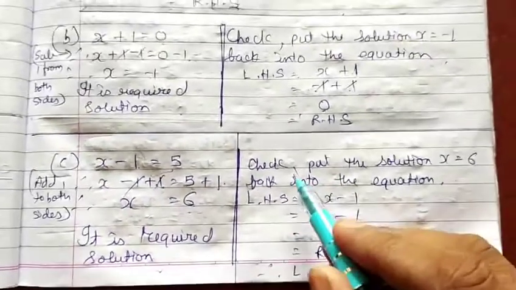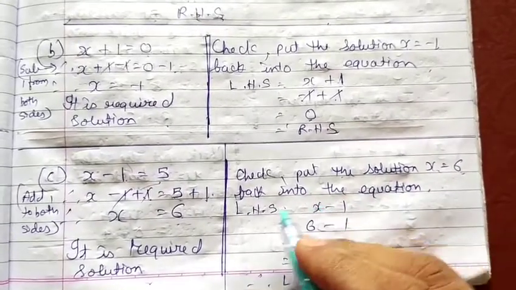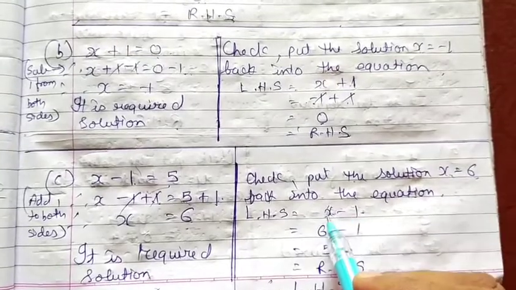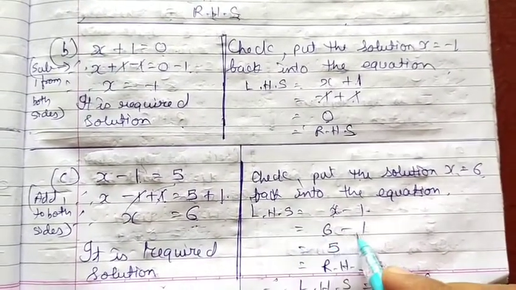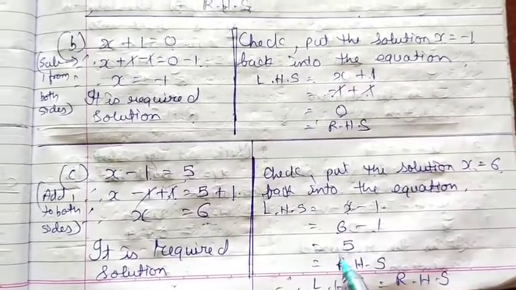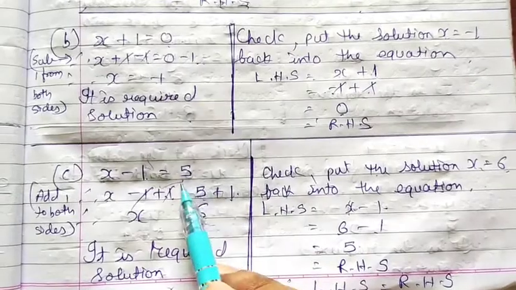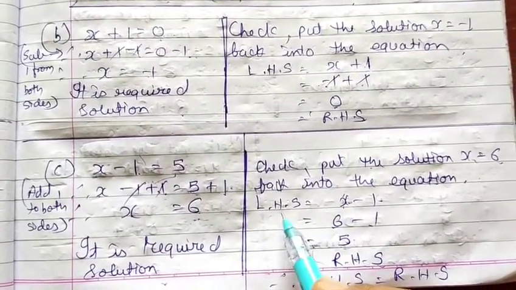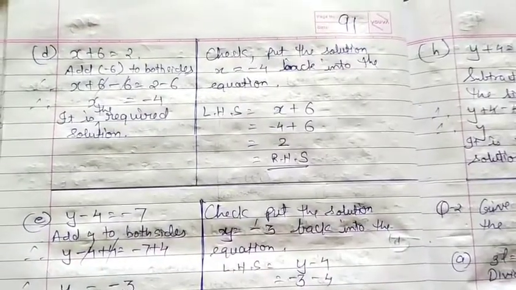Now how to check? Put the solution x equals 6 back into the equation. Now the expression on your left hand side, write down x minus 1. In place of x, place 6, the value which we got just now, 6 minus 1, that is 5. And check whether it is there in your question. Yes, it is there. 5 is there. So write down which is equal to RHS. So we can say that left hand side equals right hand side. Now next question.